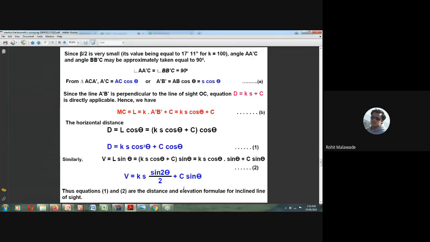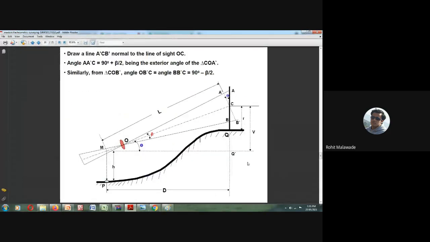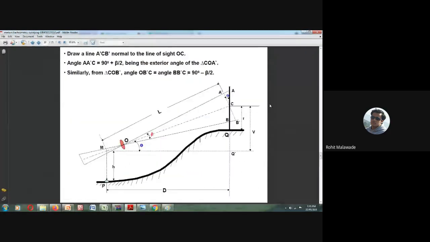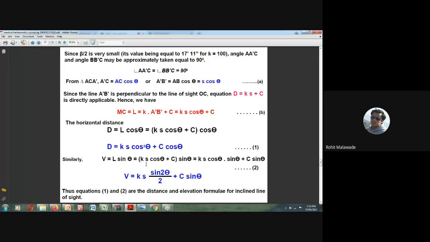Okay, next we want V, the vertical distance V from the horizontal line of sight. If we want V, we can calculate it by using the formula L sine theta. Now L we have already determined, that is Ks cos theta.